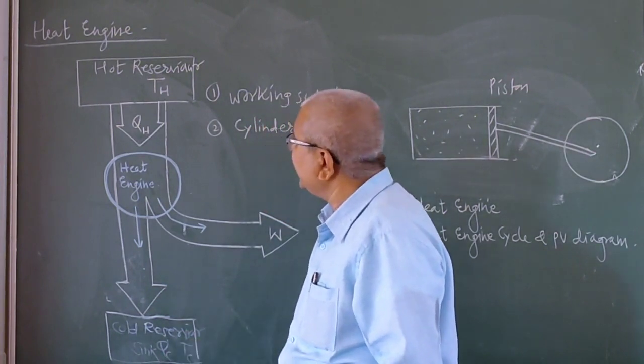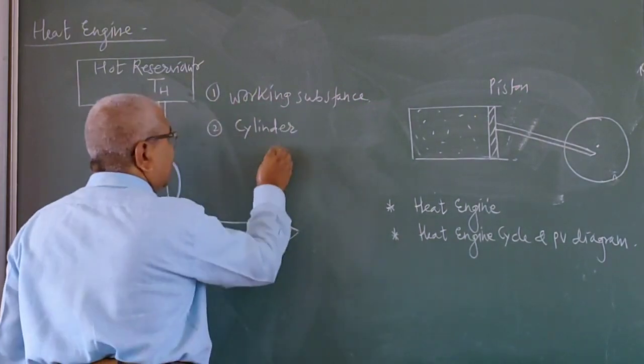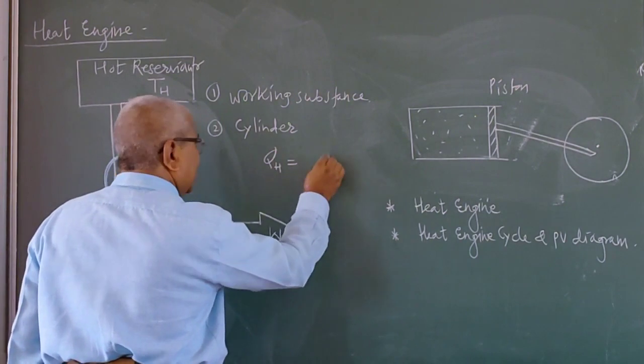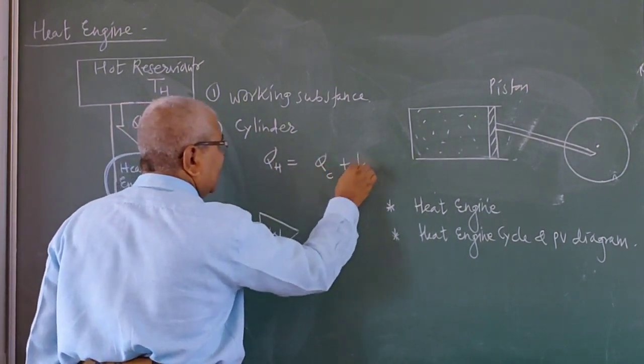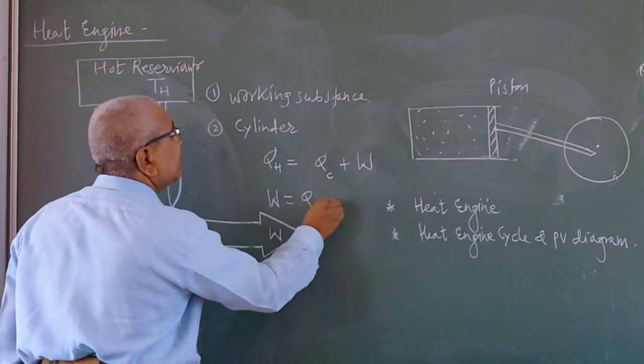So what formula do we get here? We can clearly write the formula: QH is equal to QC plus W. So we can write that work done is nothing but the difference between what?